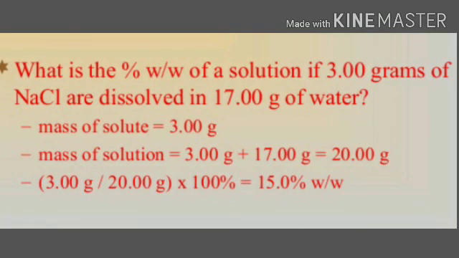Let's see one example. What is the percentage by weight of a solution if 3 gram of sodium chloride is dissolved in 17 gram of water? Here, the mass of solute is 3 gram while the mass of solvent is 17 gram. So the mass of solution will be 20 gram. And if we calculate the percentage by weight, it is 15%. So in the solution, 15% is sodium chloride.